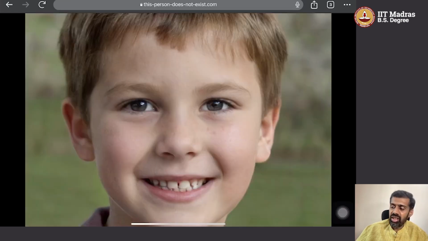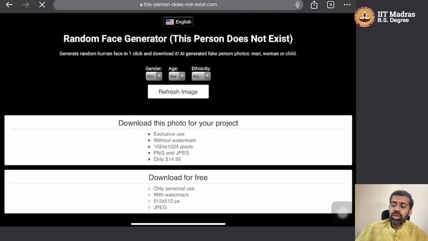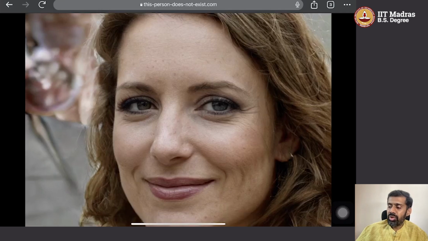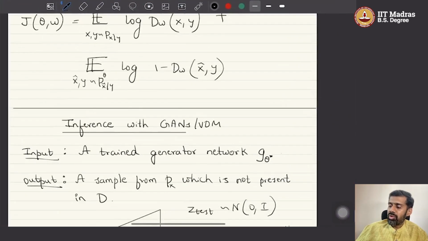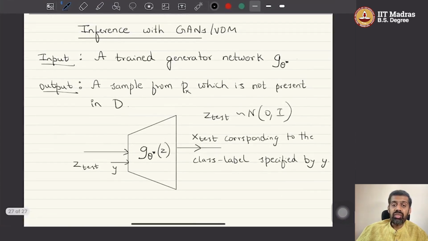One can also make it a conditional generator, where suppose you have data of human faces where each face had a class label. Let's say it's a boy or a girl or an adult or a female or anything. One can give that as an additional input to your generator while generating, and you can control whatever image is being generated. Okay, so that is how one would use a GAN for inference.